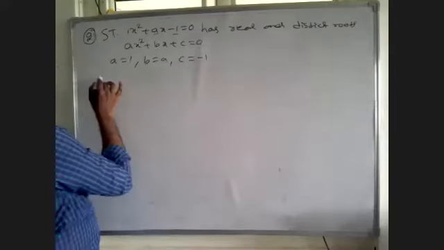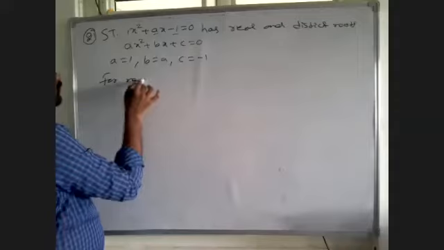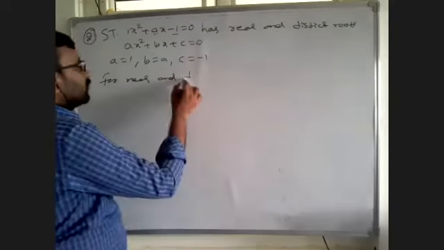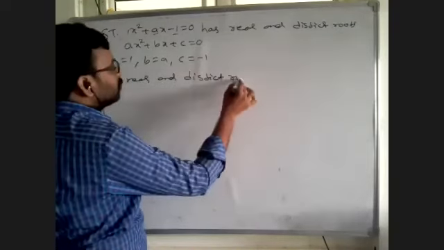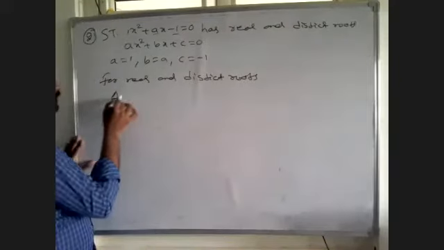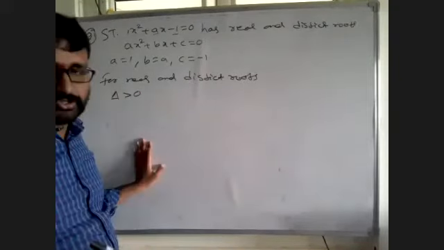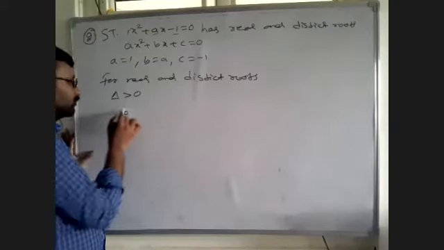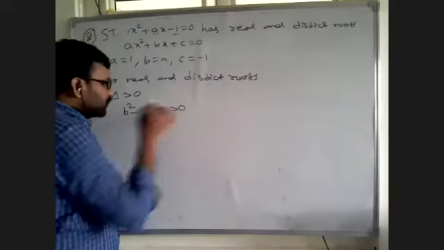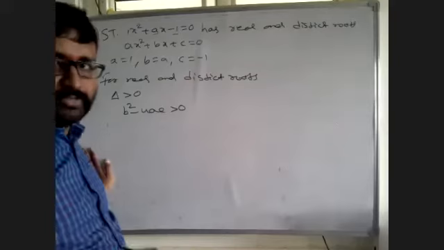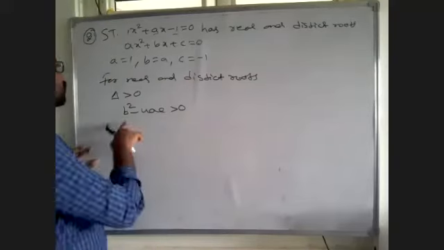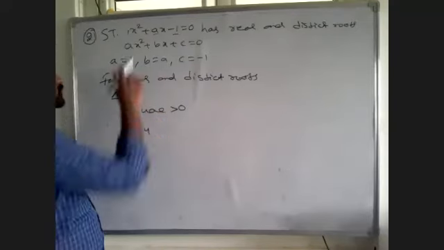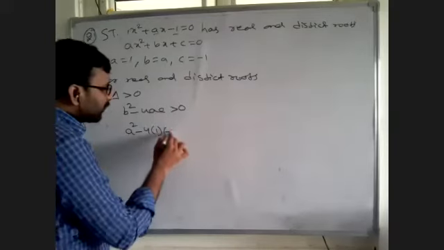So for real and distinct roots, delta greater than 0. What is delta greater than 0? B square minus 4ac greater than 0. What is B? B is a, so a square, minus 4, a is 1, c is also minus 1, greater than 0.